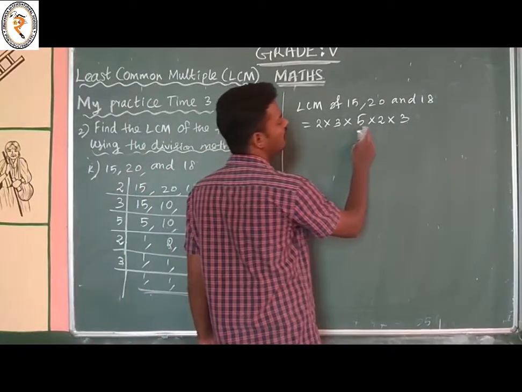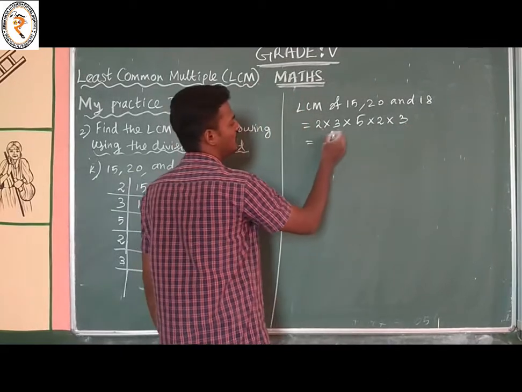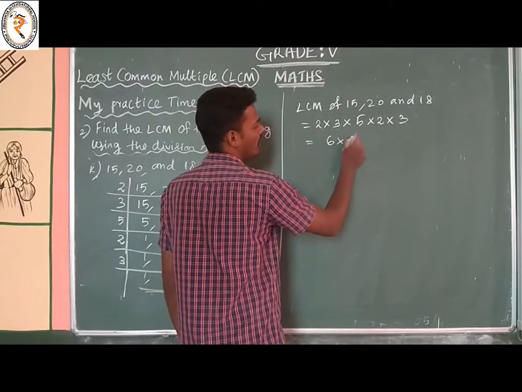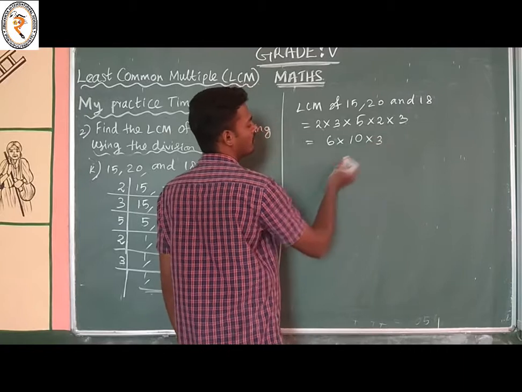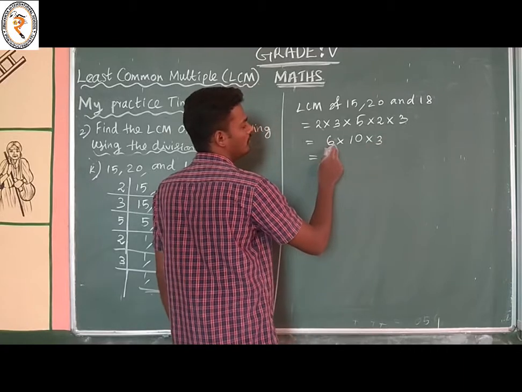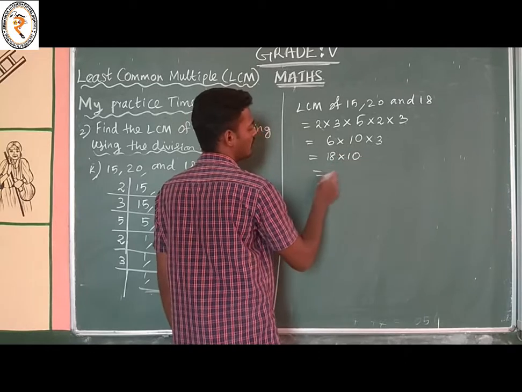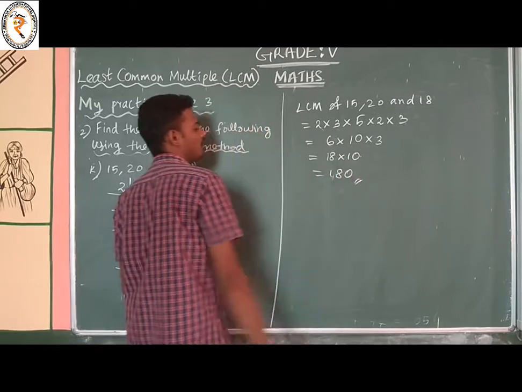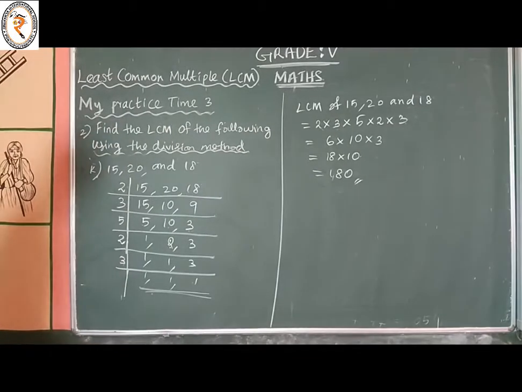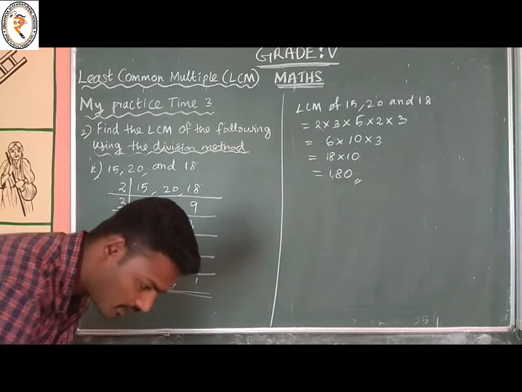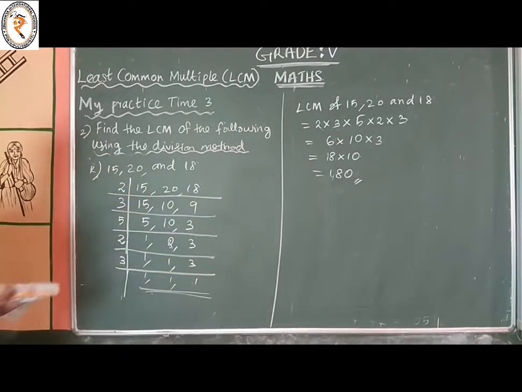Totally 5 numbers. So 2 into 3 into 5 into 2 into 3. 2 3s are 6, 5 2s are 10, into 3. So 6 3s are 18, 18 into 10 is 180. Therefore, the LCM of 15, 20 and 18 is equal to 180. So third one, prime factorization method. Find the LCM of this one, third one.